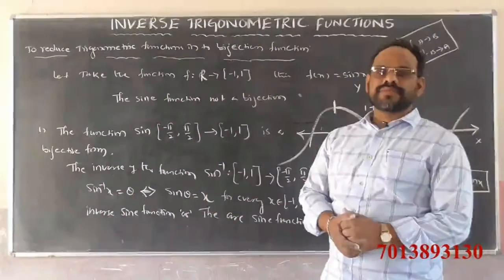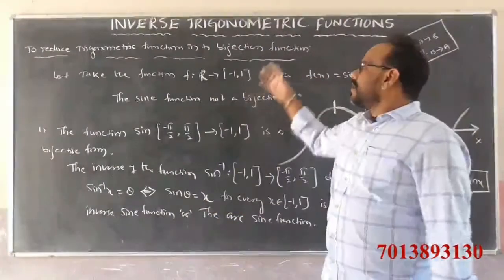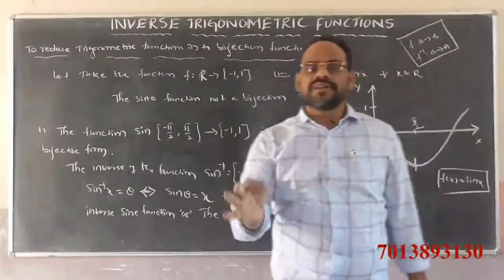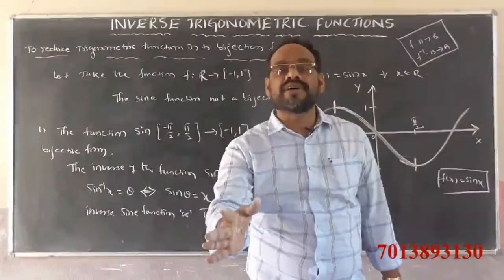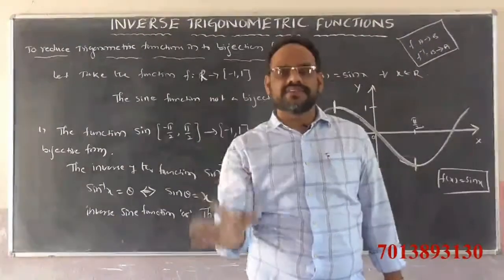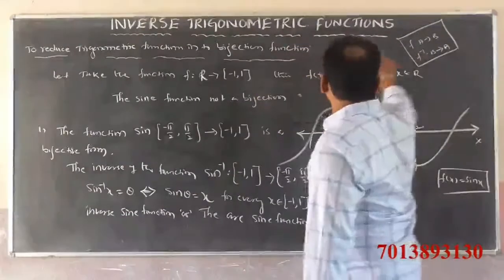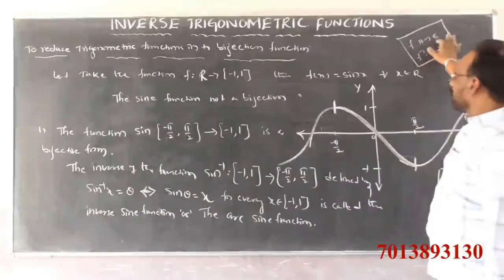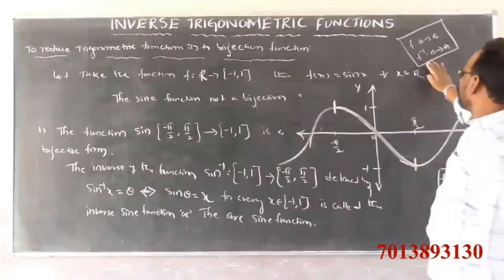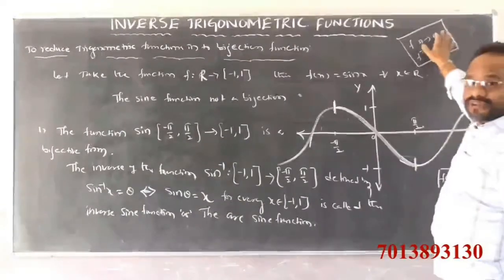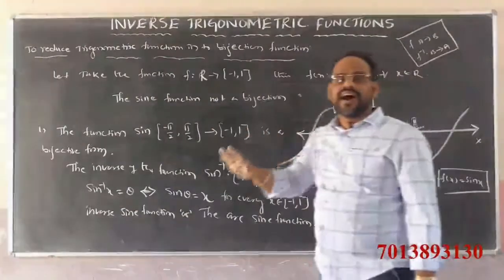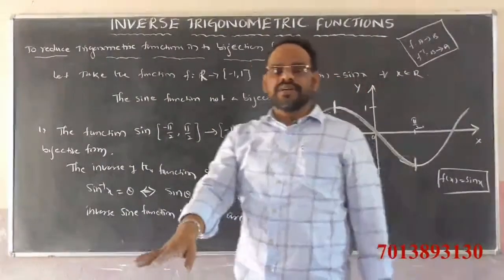Observe here. We already know that when an inverse function exists, the function is compulsorily a bijective function, and only then does its inverse exist. That means if f maps A to B is bijective, then only f inverse exists, that is, f inverse is B to A. If f is a bijective function, then only its inverse exists, otherwise it does not exist at all.